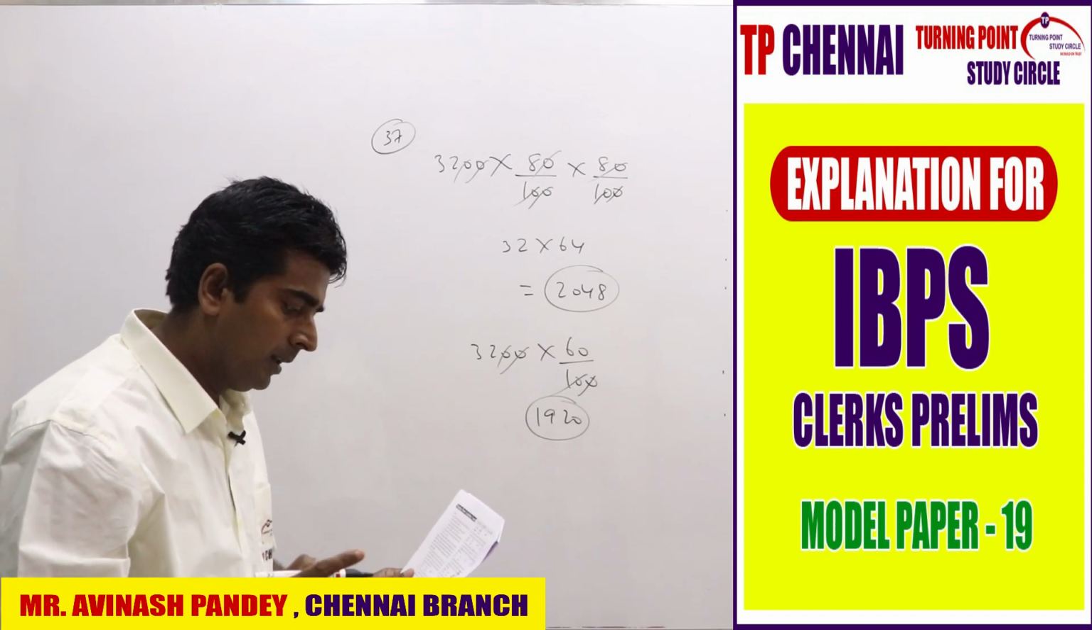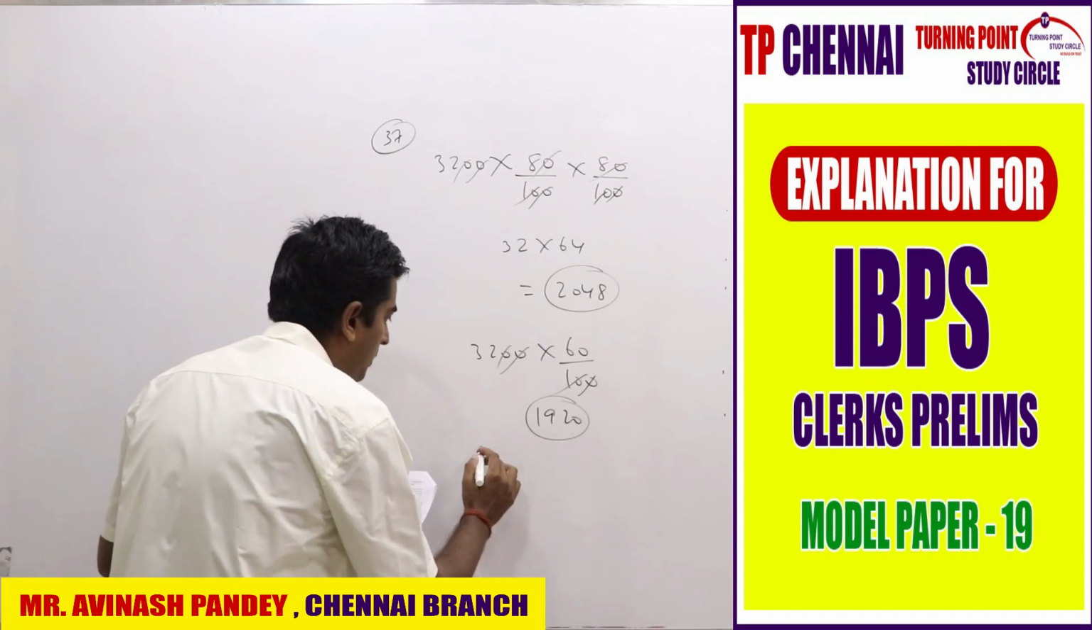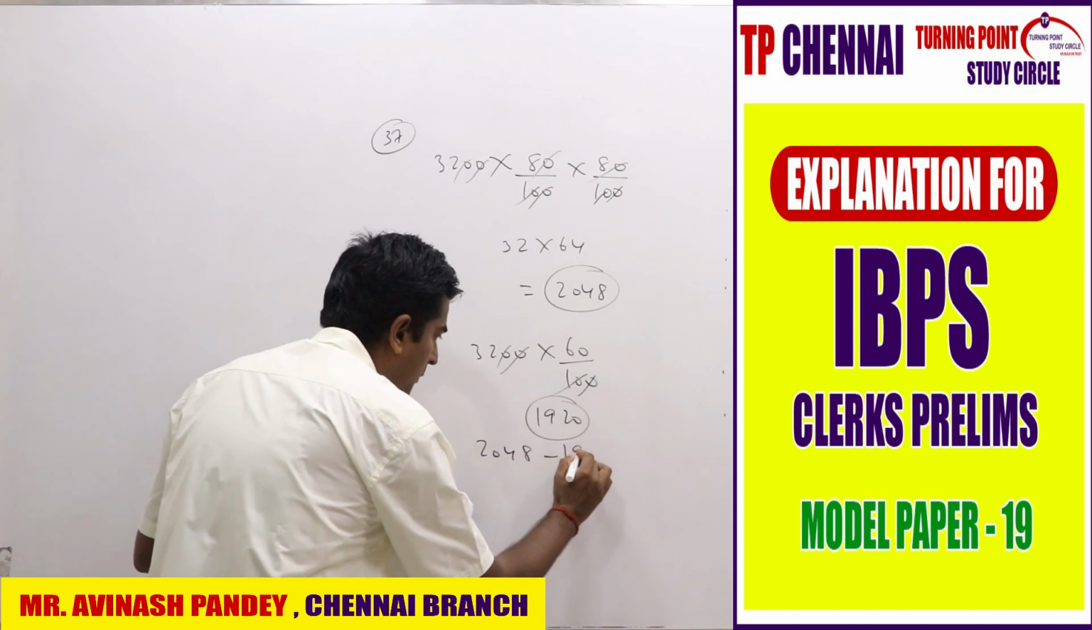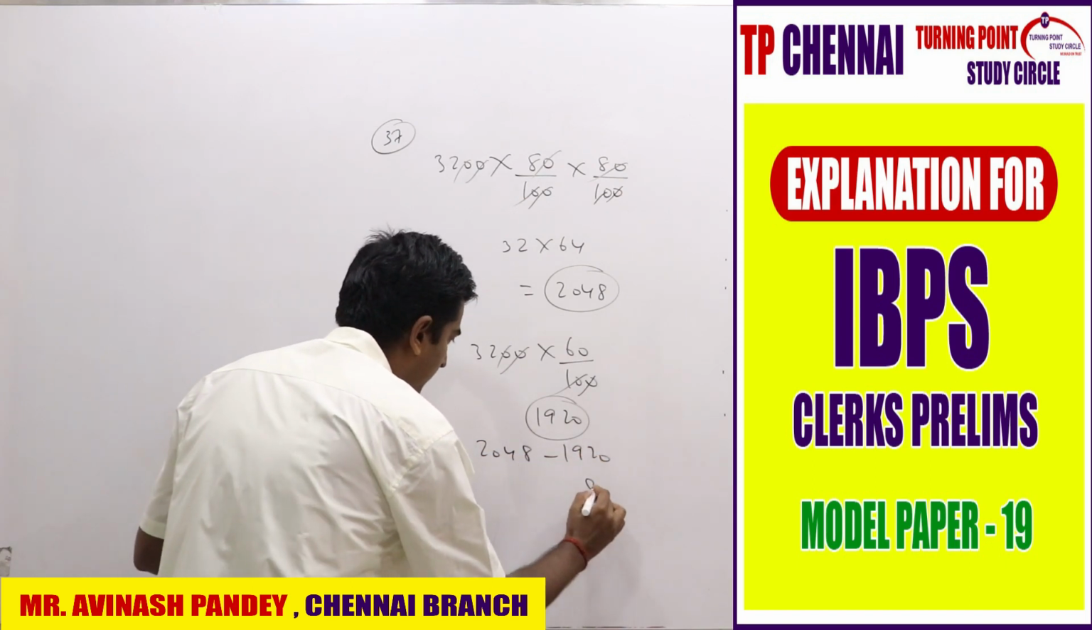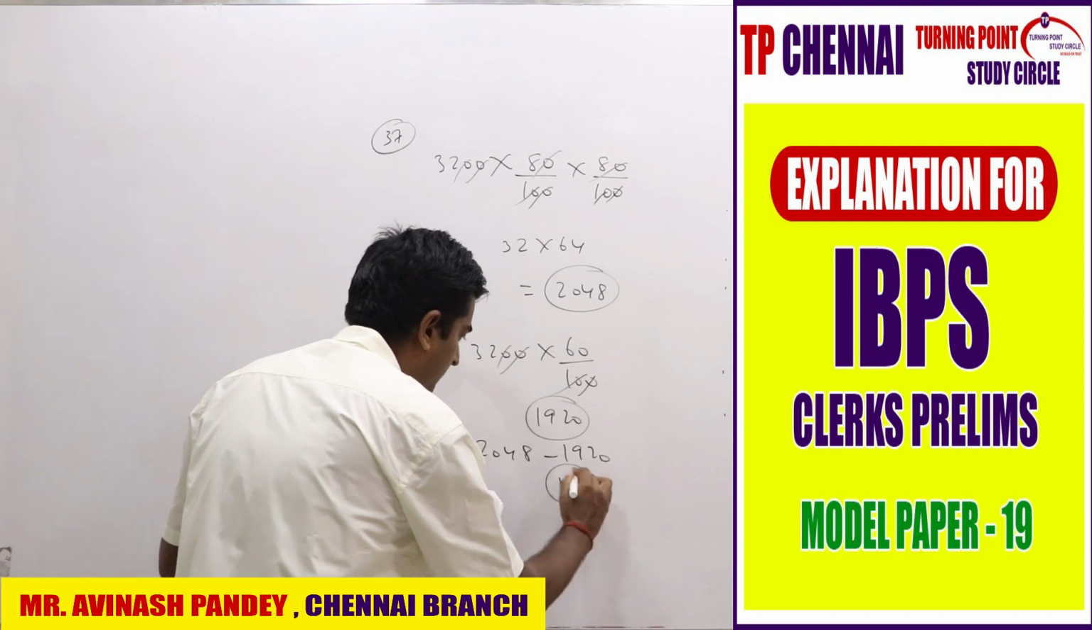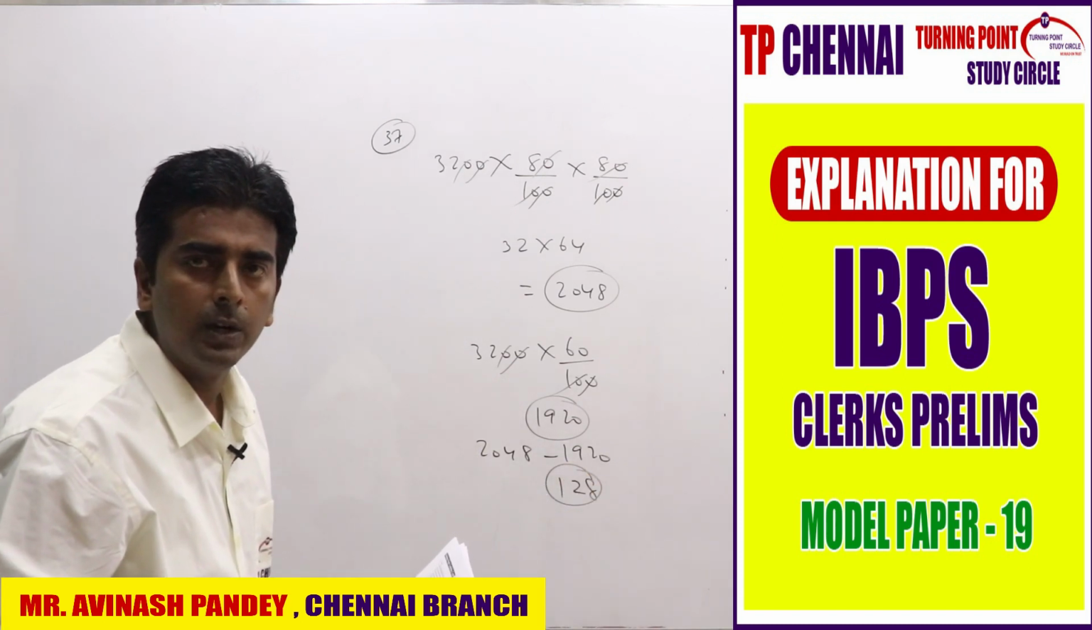How much is saved? Saving is nothing but 2048 minus 1920. So 8, 4 minus 2 is 2, 10, 1, so 128. So what is my answer? My answer is the first option, 128.